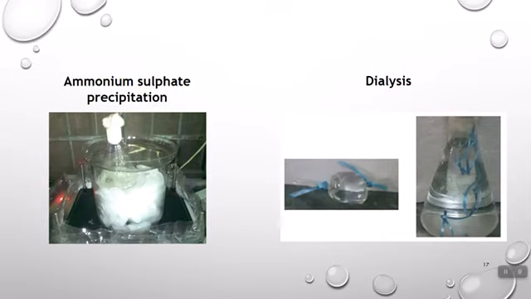Solid ammonium sulfate was slowly added to cell-free supernatants at 4 degrees with gentle stirring on ice bath, and after dissolving ammonium sulfate, the mixture was kept at 4 degrees overnight, and then centrifuged at 12,000 rpm for 30 minutes at 4 degrees. The pellets were dissolved in Tris hydrochloride, then dialyzed against 2 liters of Tris HCl overnight under cooled conditions.